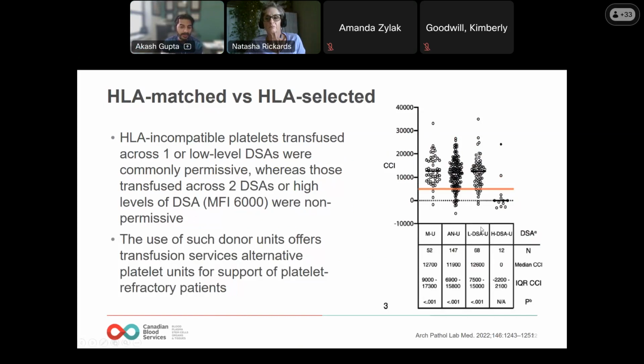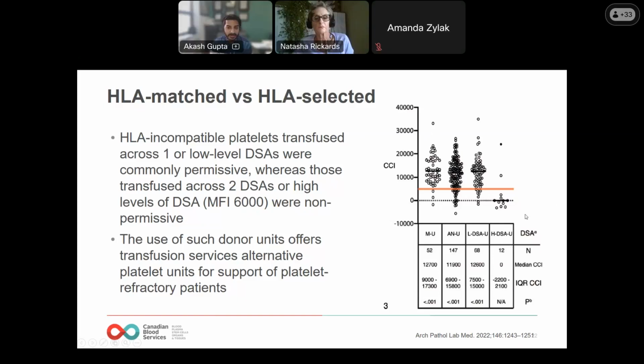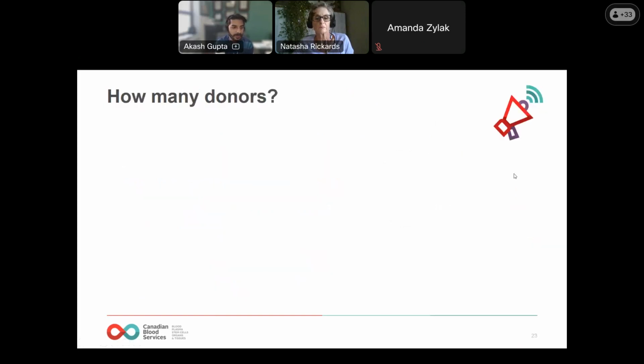If they crossed weak antibodies, so ones with an MFI of less than 6,000, they also were able to get a similar corrected count increment. And then when they tried to cross high donor-specific antibodies, so stronger antibodies, they saw there was no increment. So kind of highlighting that maybe there is a triaging system that can help, especially in the very challenging cases.